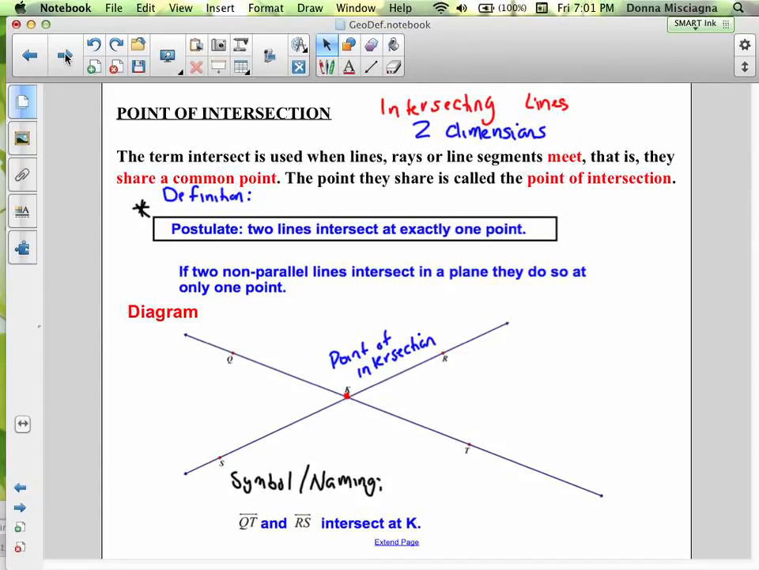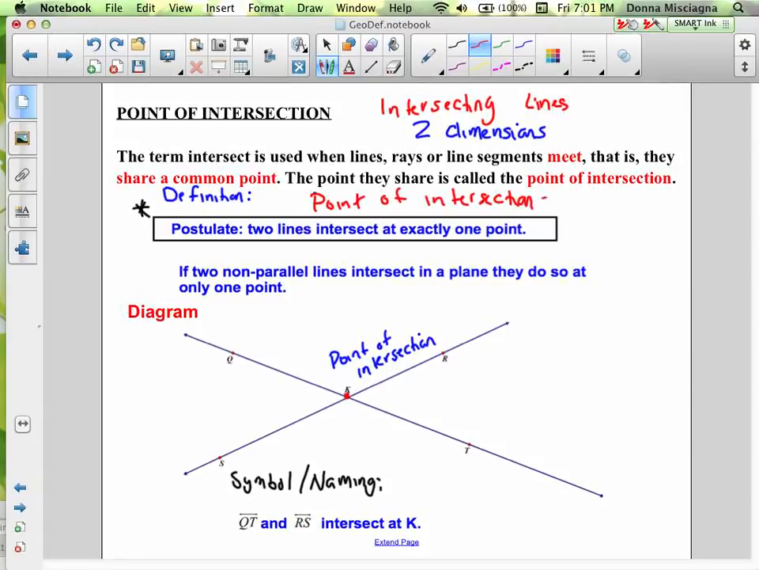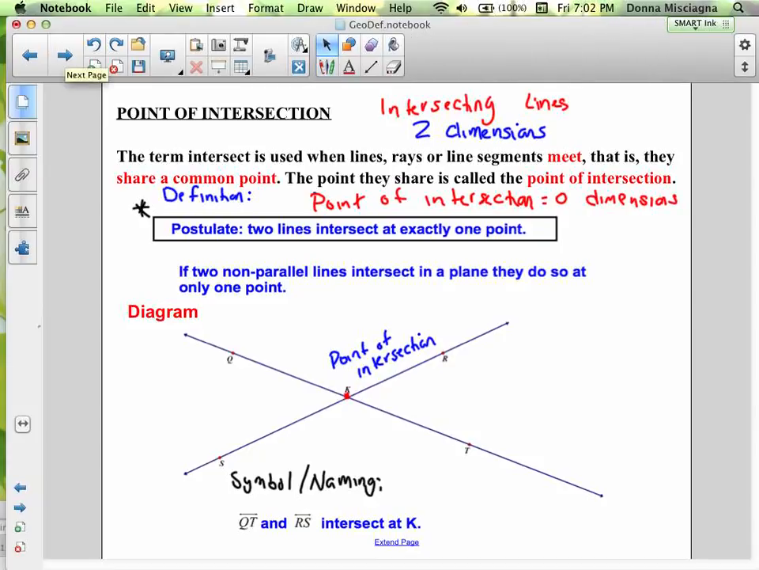So the intersecting lines are 2 dimensions. Let's also add that the point of intersection, we'll just put it right here, in another color, red, is 0 dimensions because it's a point. Two lines together create 2 dimensions, and we'll talk about that when we look at planes. And then we have a diagram showing a point of intersection and how we name that point of intersection.